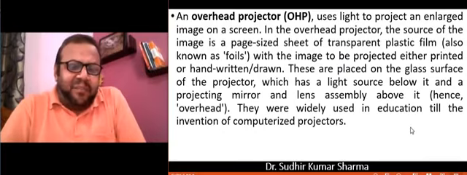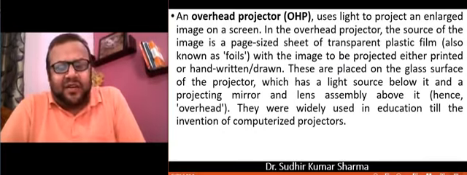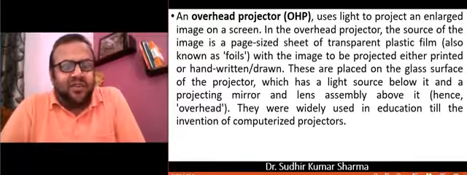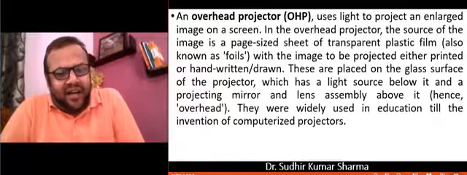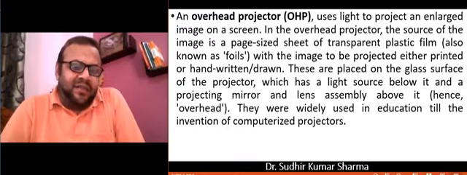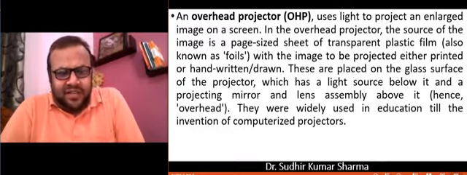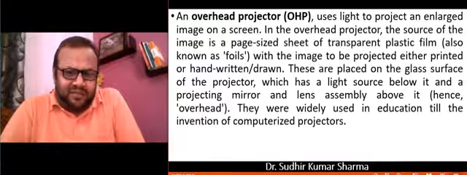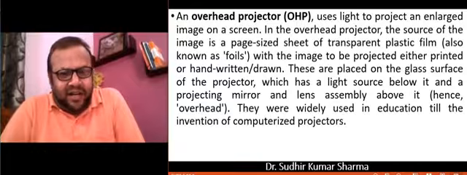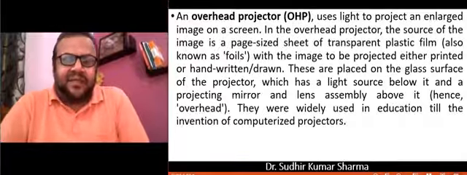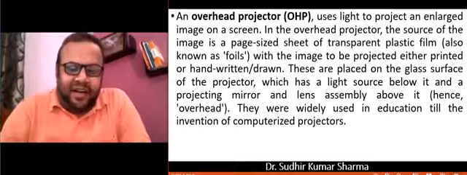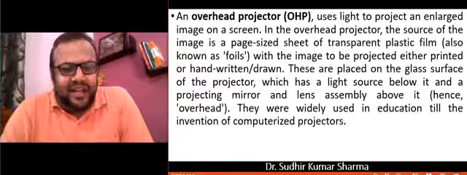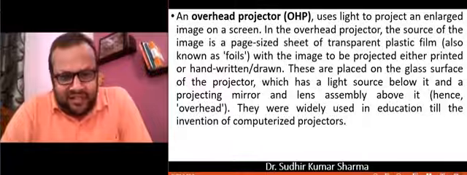In the overhead projector, the source of the image is a paper-sized sheet of transparent plastic film, also known as foils, with the image to be projected, either printed or handwritten, drawn. These are placed on the glass surface of the projector, which has a light source below it and a projecting mirror and lens assembly above it. Hence, it is called overhead projector. They were widely used in education till the invention of computerized projectors.